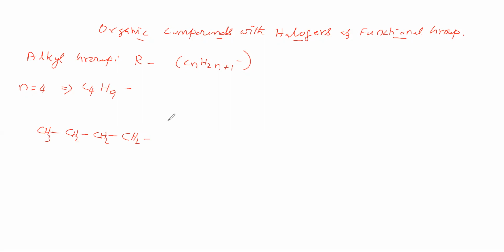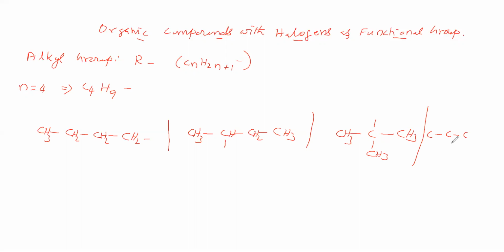Next possibility, we will write the 4 carbon atoms like this, and the hydrogen atoms we will give like this. Next possibility of alkyl group, we will write the 4 carbon atoms in this way. Hydrogen atoms we will give like this: here 3 hydrogen atoms, here 3, here 3. Next possibility, we have written the 4 carbon atoms like this. Then we will give hydrogen atoms like this.